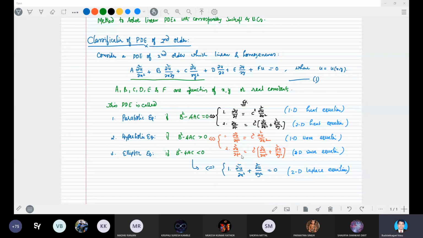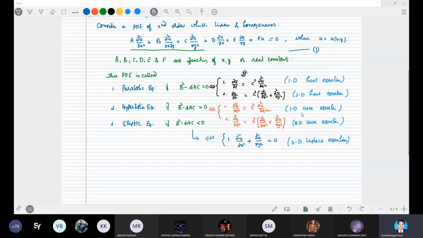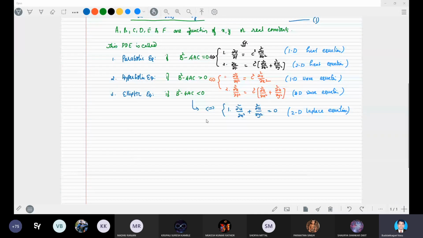Where b square minus 4ac is less than 0, we get ∂²u/∂x² plus ∂²u/∂y² equal to 0, which is the Laplace equation. If you have any doubt, we can easily classify these equations into their categories: parabolic, hyperbolic, or elliptic. So we can see a simple example for this classification.